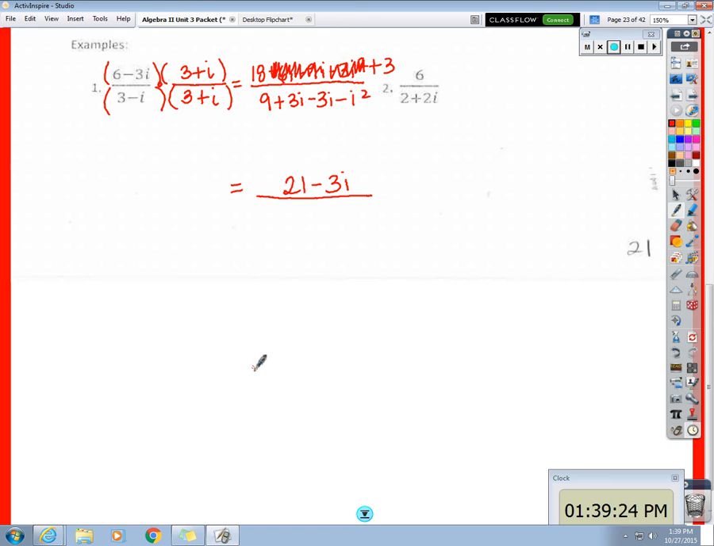What can I do to the denominator? Right, and isn't that our goal, to get rid of the i's in the bottom? Okay, so now we're left with a 9 minus i squared. Well, what is i squared? A negative 1. So basically we're left with a 9 minus a negative 1, which is like a 9 plus 1, which is 10.